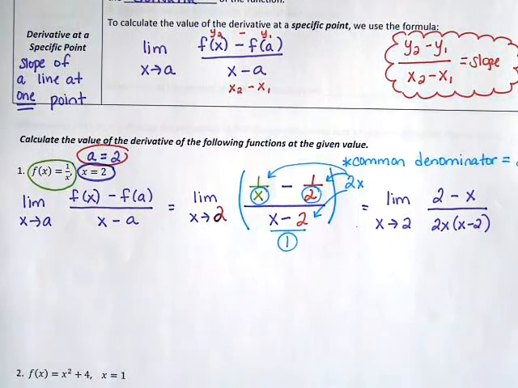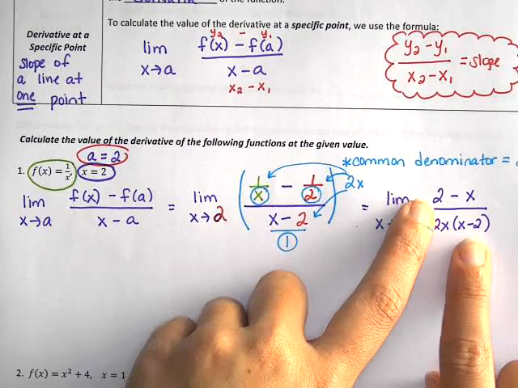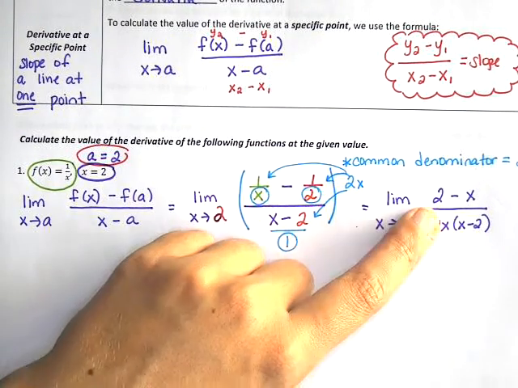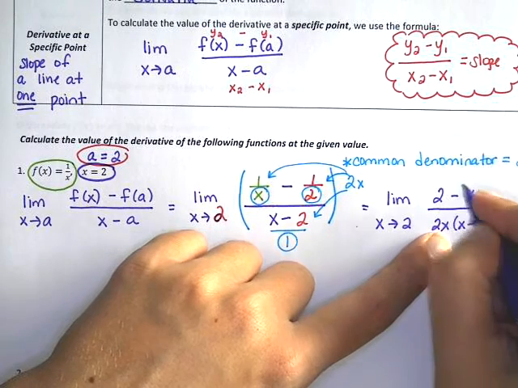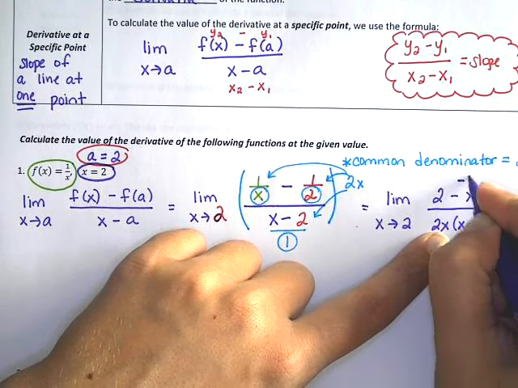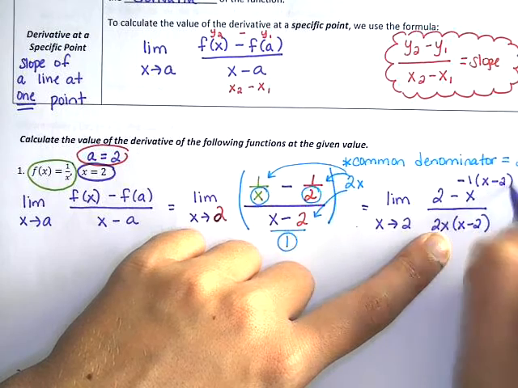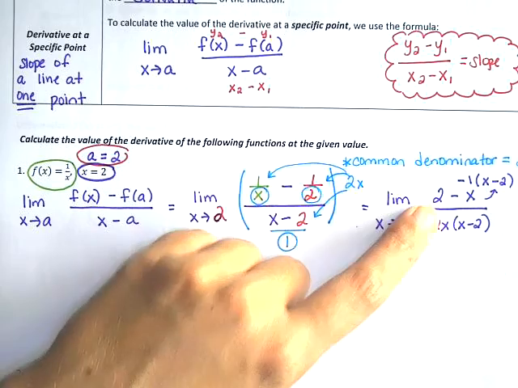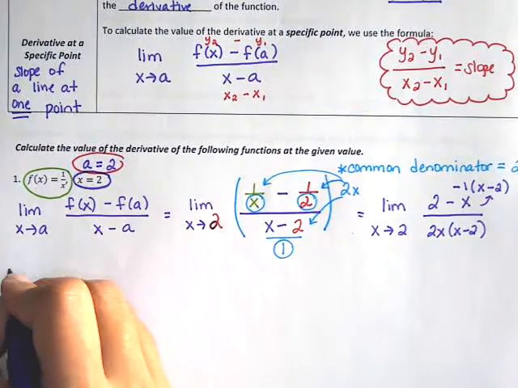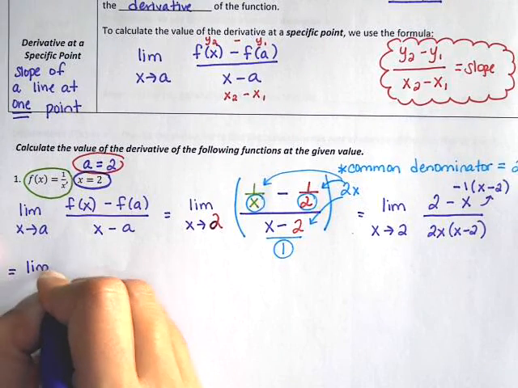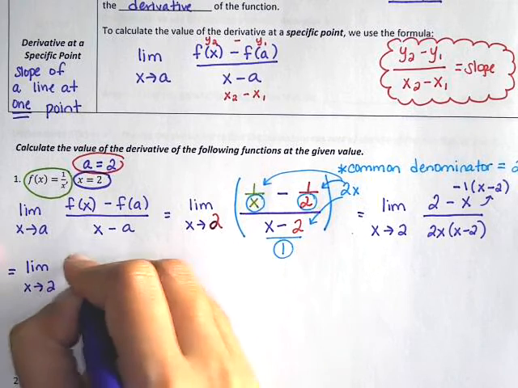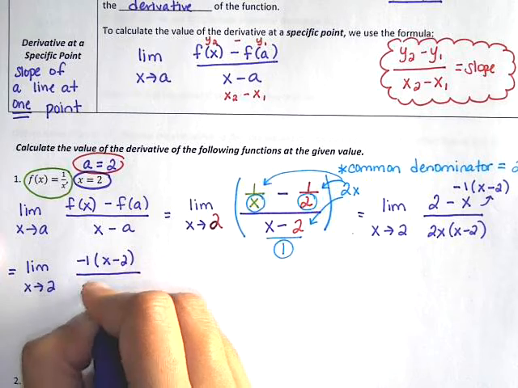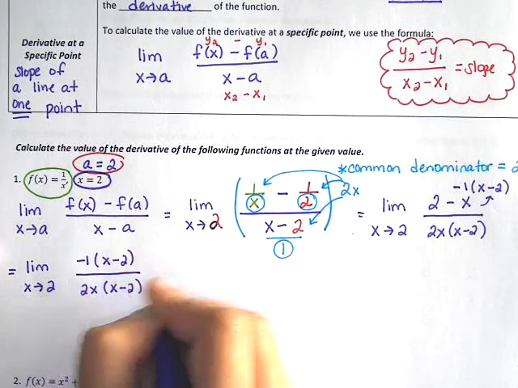Now I'm so close to getting what I want, which is for this x minus 2 to cancel. The only difference here is that 2 minus x and x minus 2 are not exactly the same. So one note that I would make is that if we factor out a negative 1, then 2 minus x becomes negative 1 parentheses x minus 2. Because of that, my new limit would be the limit as x approaches 2 of negative 1 parentheses x minus 2 over 2x parentheses x minus 2.